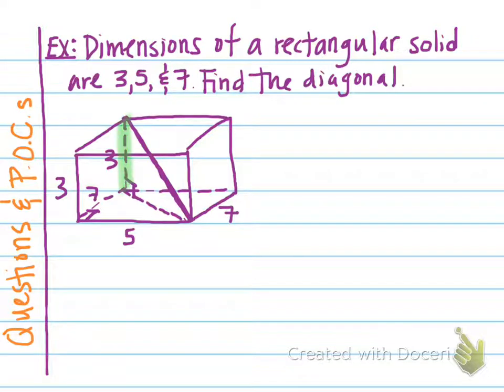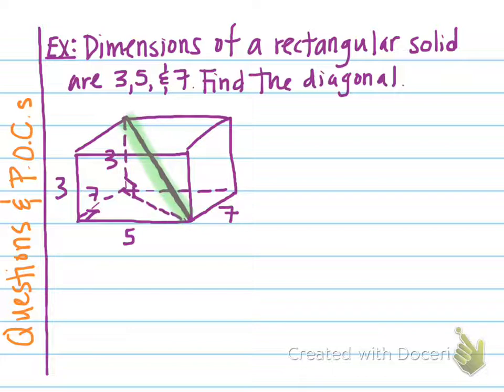This right triangle right here, we only know one side length of that. We need to find this distance. That's the diagonal. We know this distance. So the first thing we're going to need to find is this distance right here.